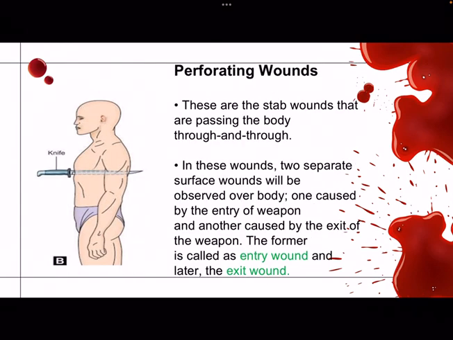What do you mean by perforating wounds? These are stab wounds that pass through the body, through and through. In this picture, you can see that the knife has passed from one surface of the body to another surface. So two surface wounds can be seen: entry wound and exit wound. The former is called the entry wound and the latter is called the exit wound. The wound formed here is called the entry wound, and the wound formed here is called the exit wound. These are termed perforating wounds.